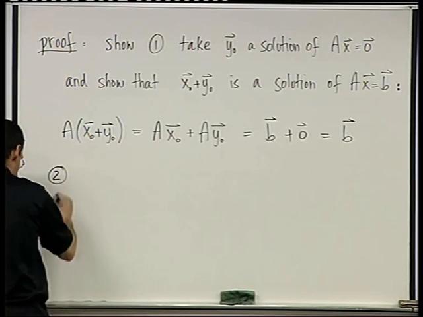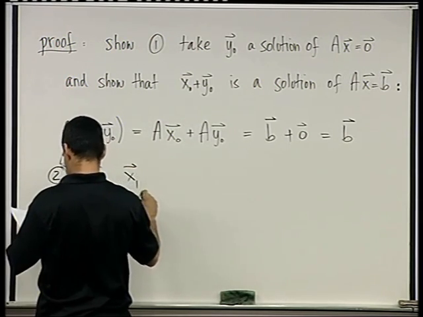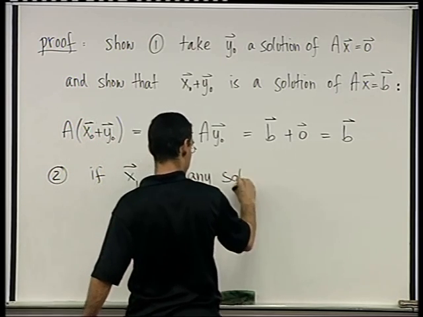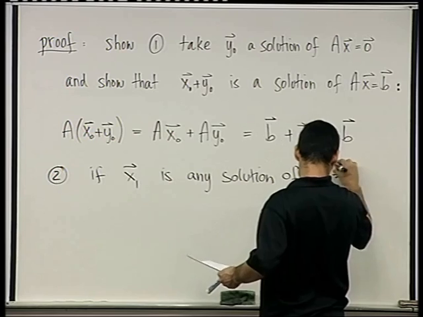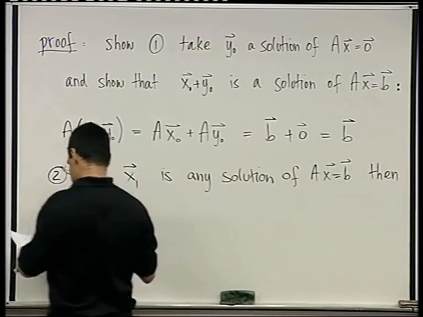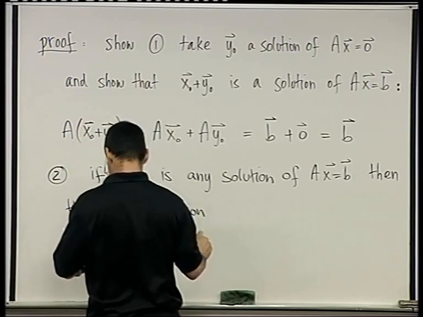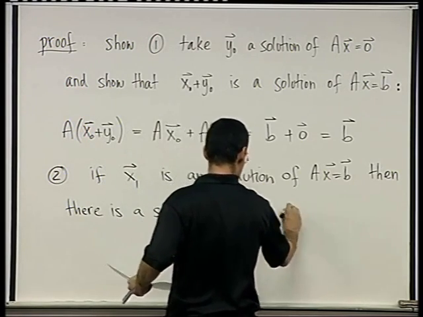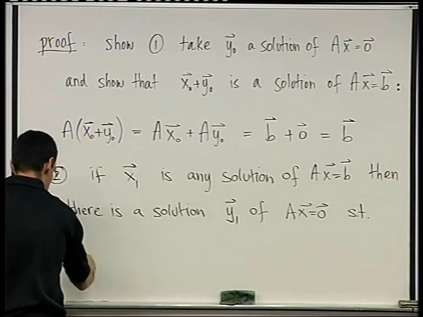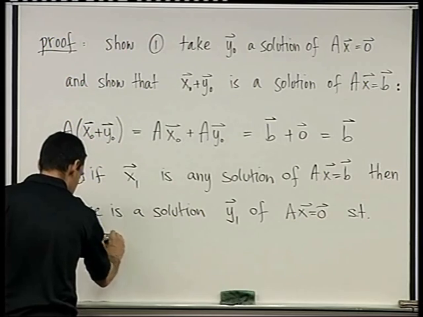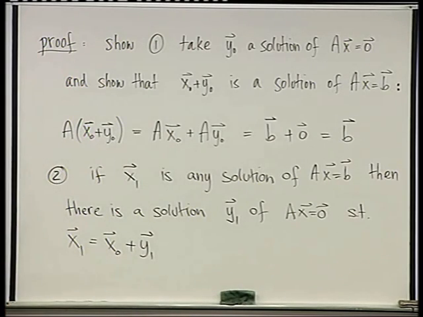The second thing we need to show: if, let's call it x1, is any solution of ax equals b, then there is a solution, let's call it y1, of ax equals 0, such that the solution of the non-homogeneous can be expressed as the specific x0 in this theorem plus this solution of the homogeneous. That's the second thing that we need to show.